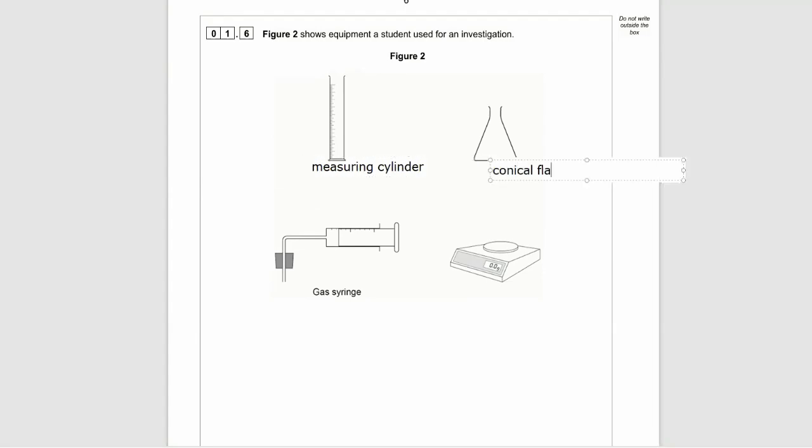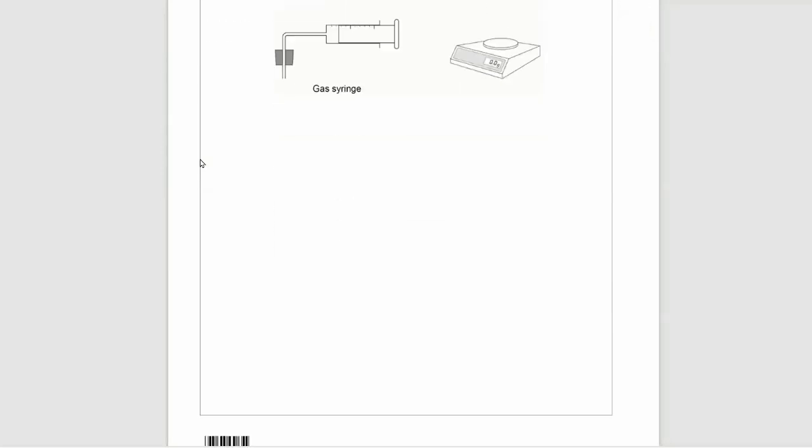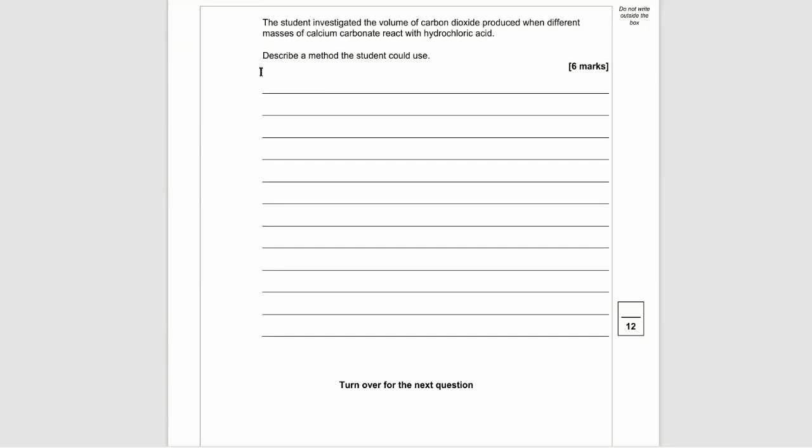Now, what are these 4 bits of equipment? You've got a measuring cylinder, conical flask, and a weighing scale or a balance or a mass balance. And they want you to use these names in the next part of the question, which is a 6-mark experimental question. The student investigated the volume of carbon dioxide produced when different masses of calcium carbonate react with hydrochloric acid. Describe a method the student could use.